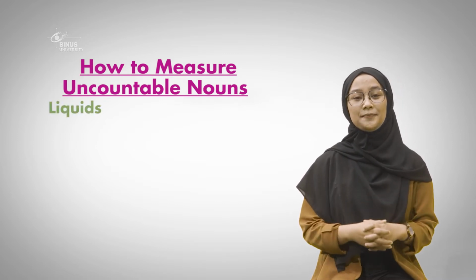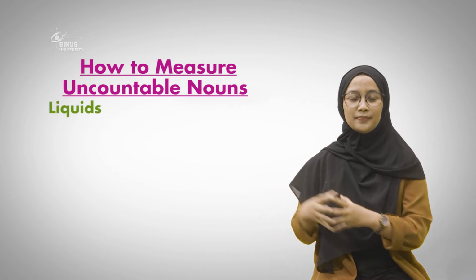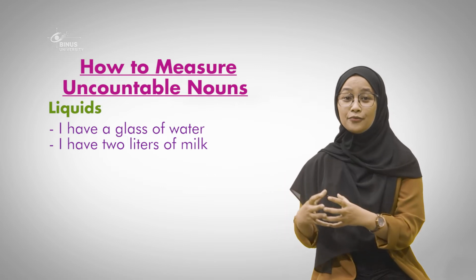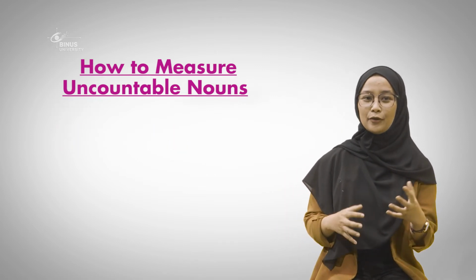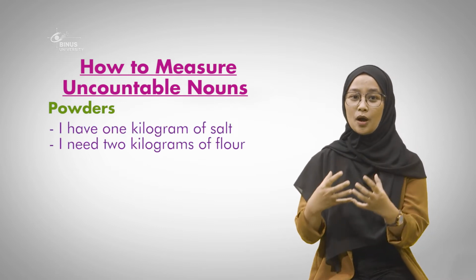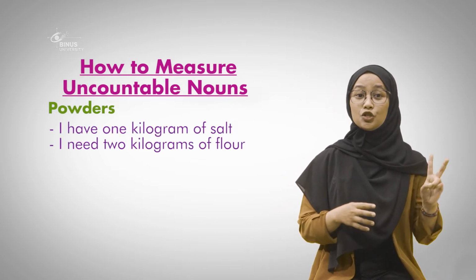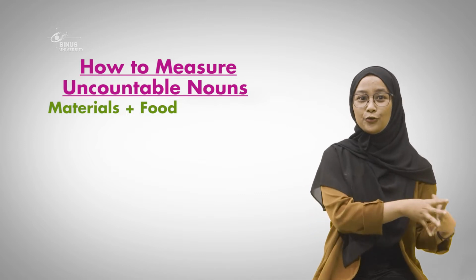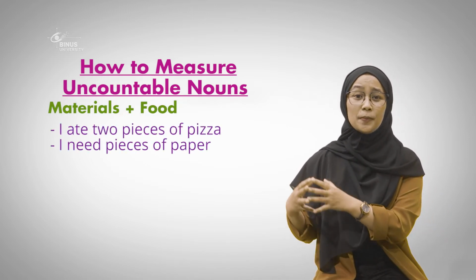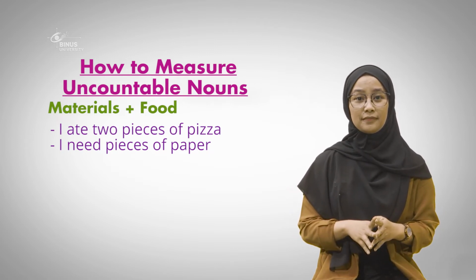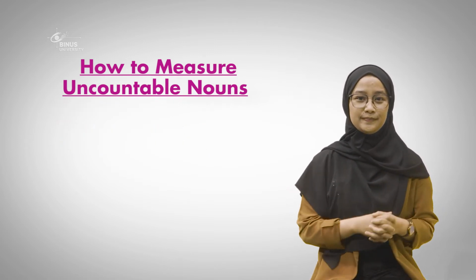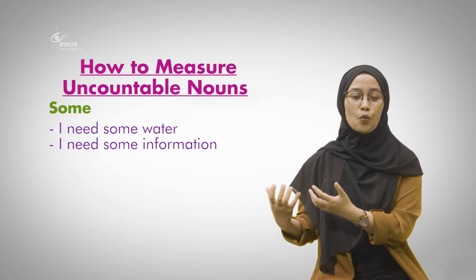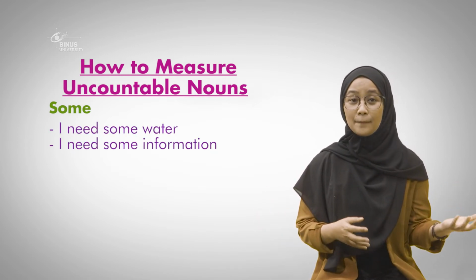For example, liquids. I have a glass of water, so we use a glass. I have 2 liters of milk. Okay, for example, for powders. I have 1 kilogram of salt. I need 2 kilograms of flour. Materials and food, for example. I ate 2 pieces of pizza. I need pieces of paper. We also need some sometimes. I need some water. I need some information.